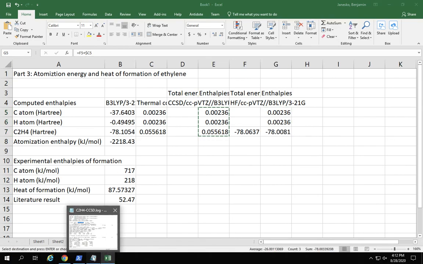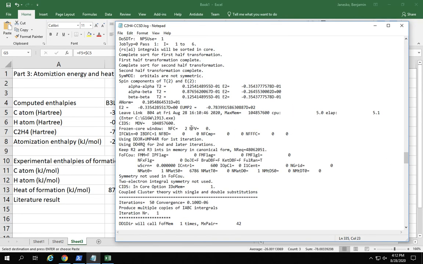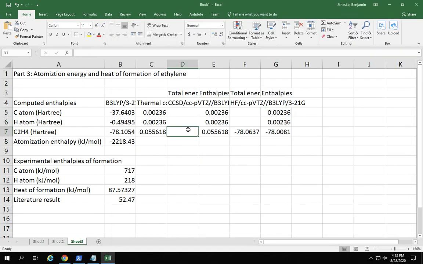I could do the same thing for perturbation theory. If we do a thing called MP2, that energy is right here. But coupled cluster runs. Here's my correlated CCSD energy. I'm going to copy that, put it here. Okay. You can see my correlated energy is below my Hartree-Fock energy, which is good.